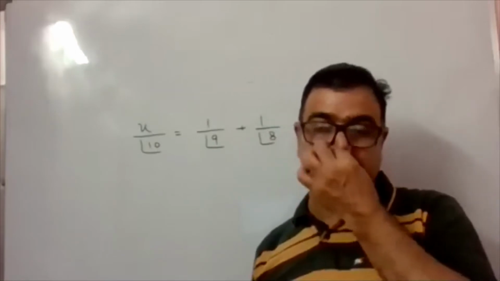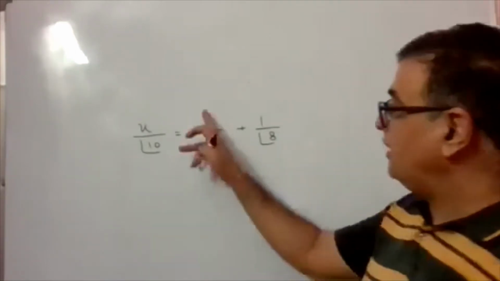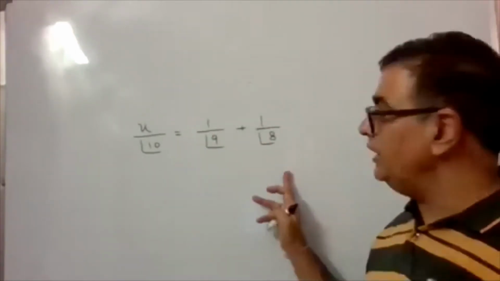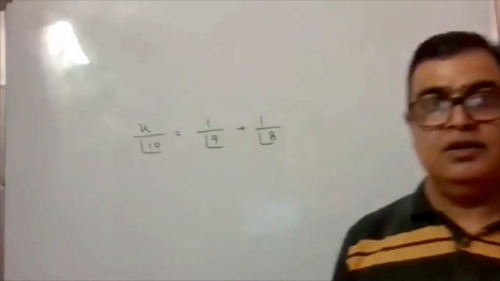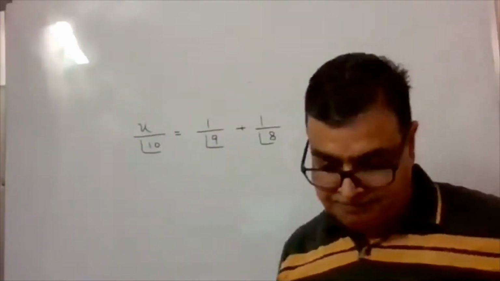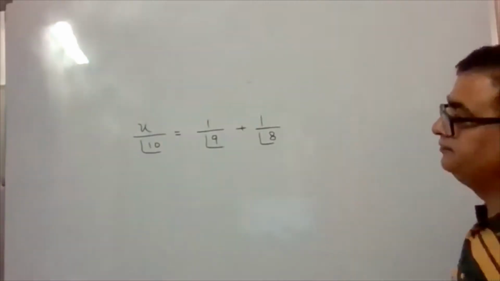1 by factorial 9 plus 1 by factorial 8 is x by factorial 10. Find out what should be x. So 100. Yes.